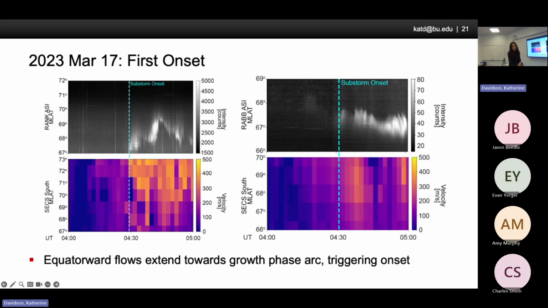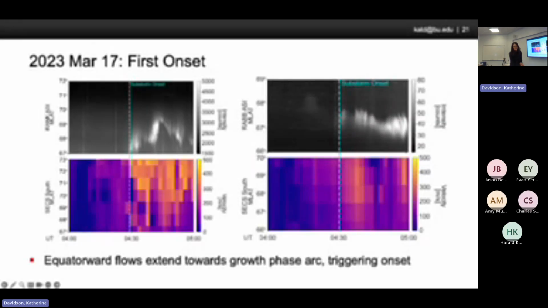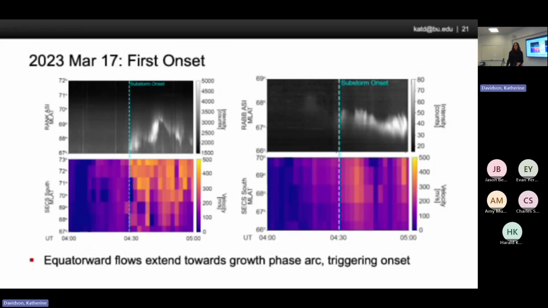Onset can be seen as, again, the brightening of the auroral oval here. And in both cameras, you see these equatorward flows reaching towards the onset latitude for both of them. So both of them see these flow channels coming in and triggering onset.